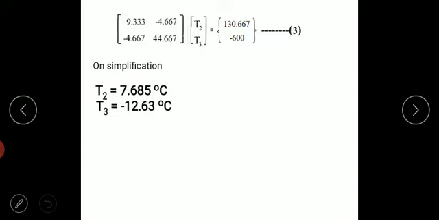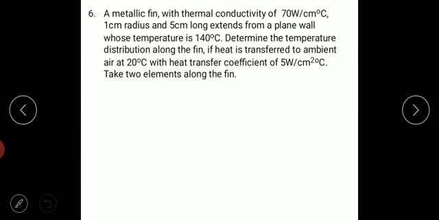I said that at node 3 convection is happening. T infinity is minus 15 degrees Celsius. So the T3 value I got is minus 12.63, which is almost near to the convection temperature. Okay, next we shall move on to the next problem. Now we shall start with the fin problem.